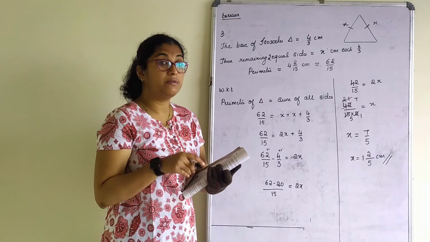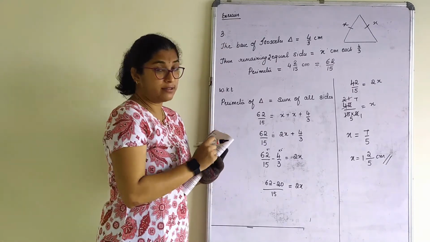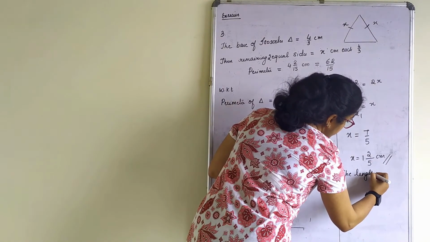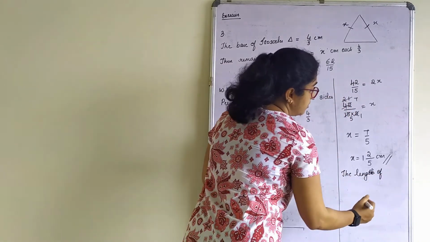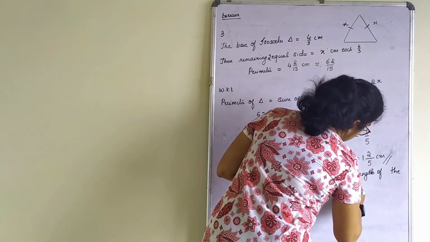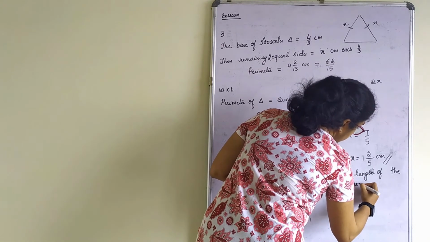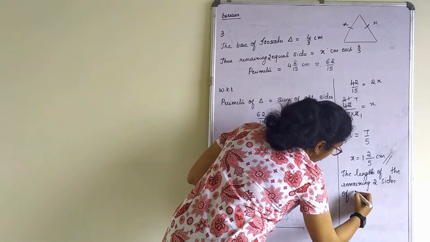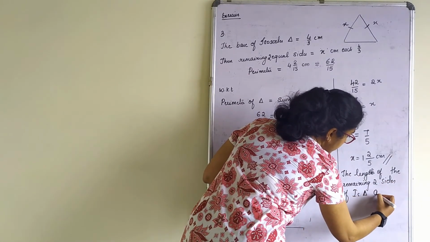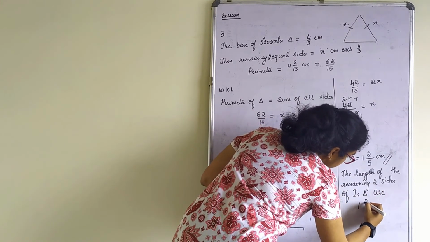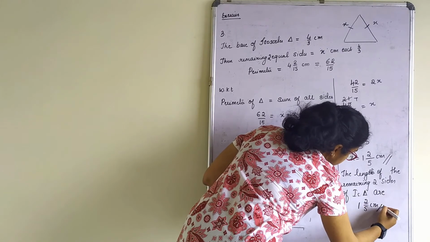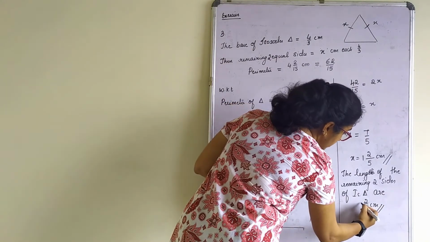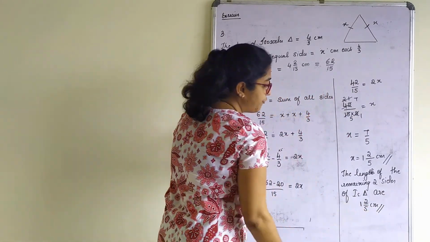Since it is a word problem, you have to give the conclusion. Please write this in words, or we'll write it here. The length of the remaining two sides of the isosceles triangle are 1 2 by 5 centimeter. Conclusion is must and should. Always make sure, children, when you write the mixed fraction, this one should be in the center. 1 2 by 5 centimeter.